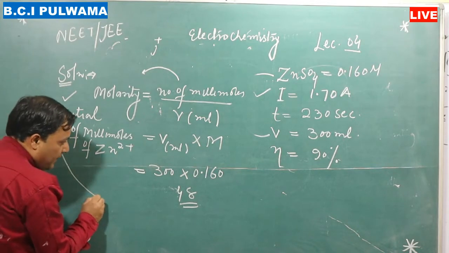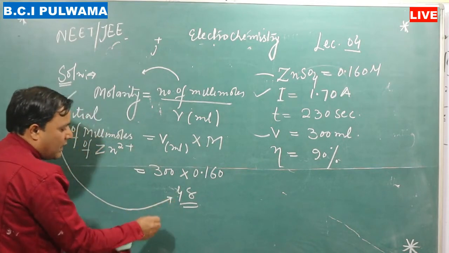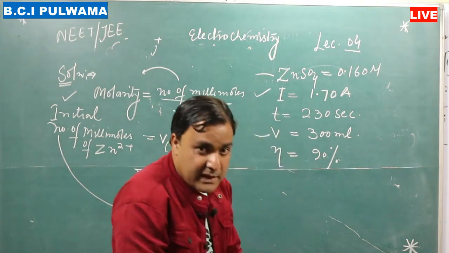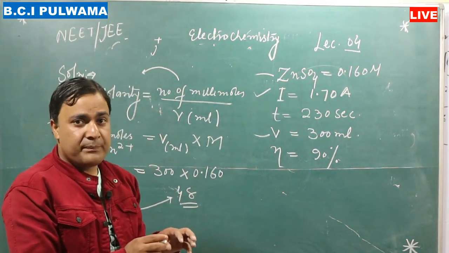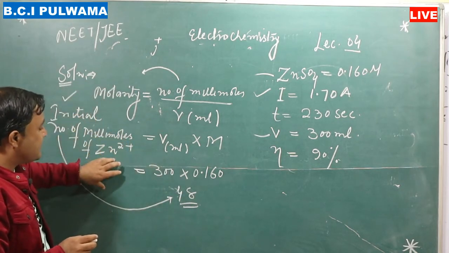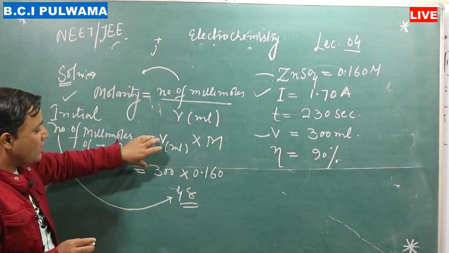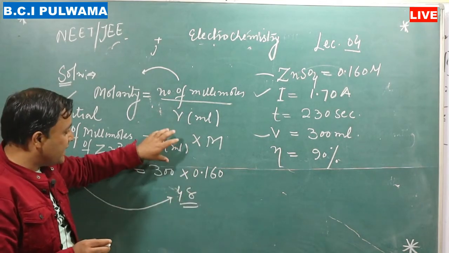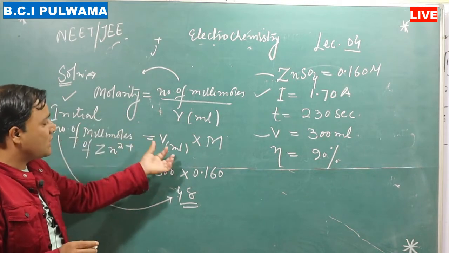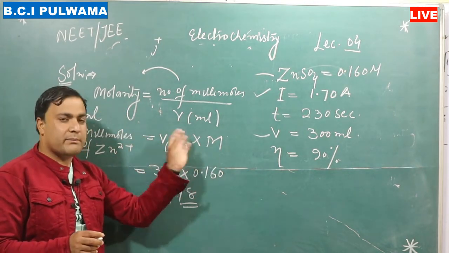So before the electrolysis has been carried out, when the solution is ready in the electrolytic cell, the initial number of millimoles of Zn2+ ions is equal to 48. We calculated this using the formula that number of millimoles is equal to volume of solution in ml multiplied by molarity.